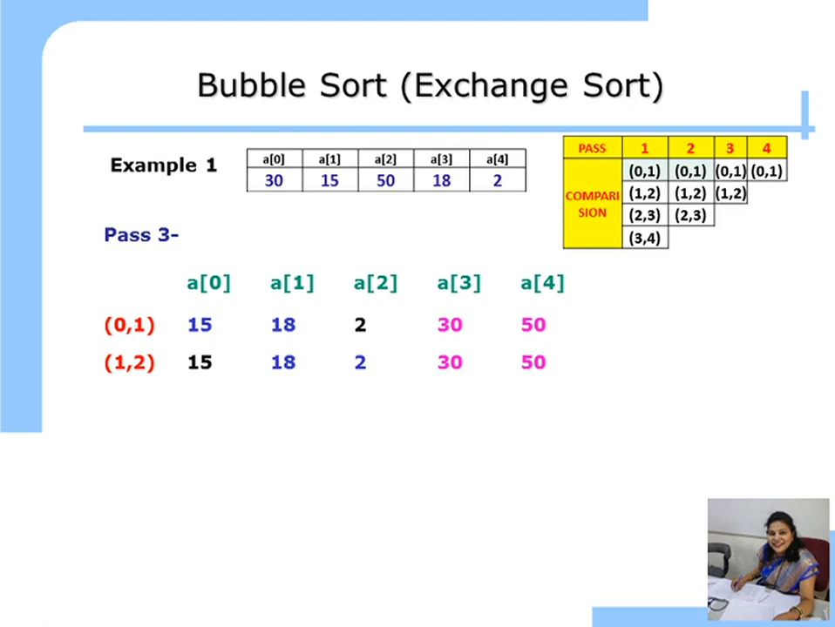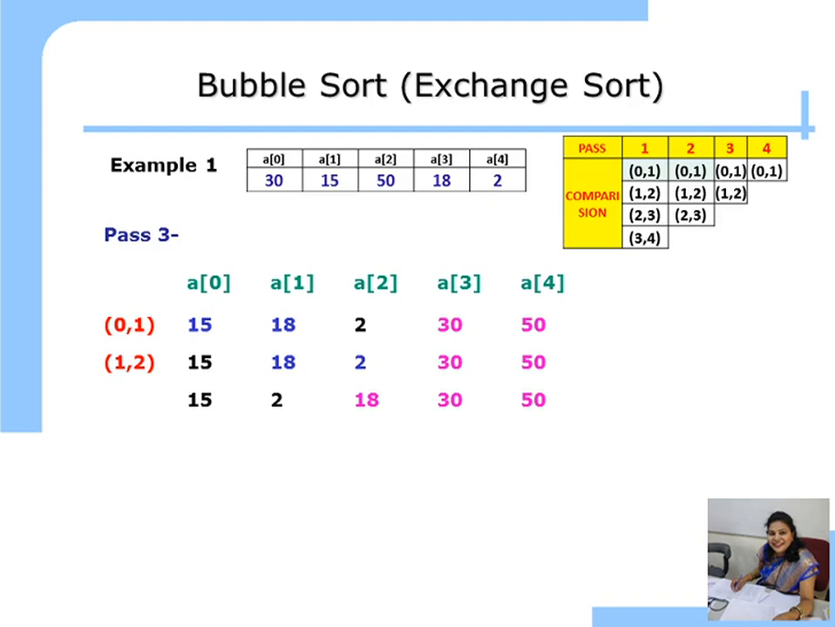Now we are going to do the second comparison. It is between the first location and the second location. What is present at the first location? It is 18. What is present at the second location? It is 2. Is the first location element greater than the second location element? Is 18 greater than 2? Yes. If it is, then we are going to swap it. After swapping, what do you get? 15, 2, 18, 30 and 50. Since both comparisons of pass 3 are completed, this is the end of pass 3.